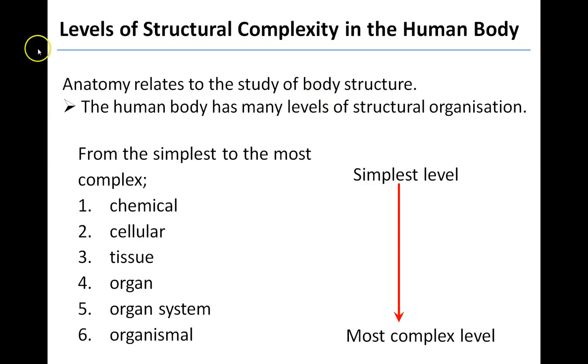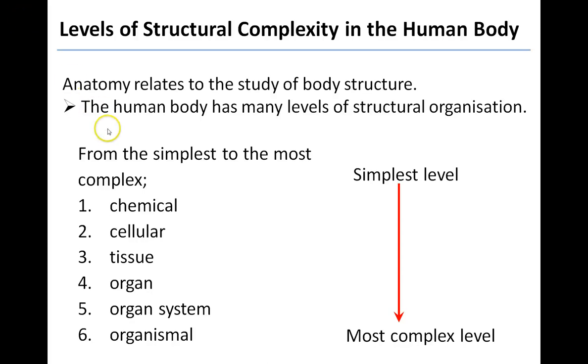What we'll do now is we'll talk about different levels of structural complexity in the human body. As we saw in a previous slide, you can look at the human body in different ways, without the use of magnification or with the use of magnification. That suggests different levels of complexity, and it's important to understand the differences between those different levels of structural complexity in the human body. There are several different levels we can examine.